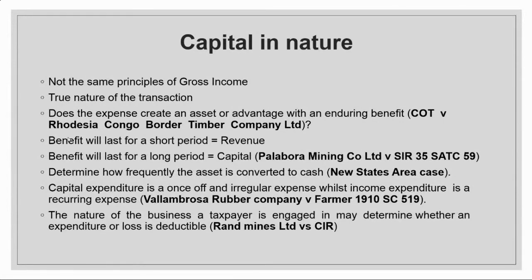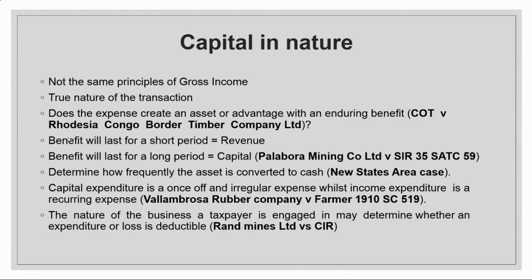You also have to determine how frequently the asset is converted to cash. So that talks about trading stock. So trading stock is something that I convert on a regular basis to cash. So that is something that is revenue in nature. Whereas a building, which I hold to use and then sell on an ad hoc basis, is not a regular asset that is converted to cash. So that would be capital in nature again. And that is according to your New State Areas case law.